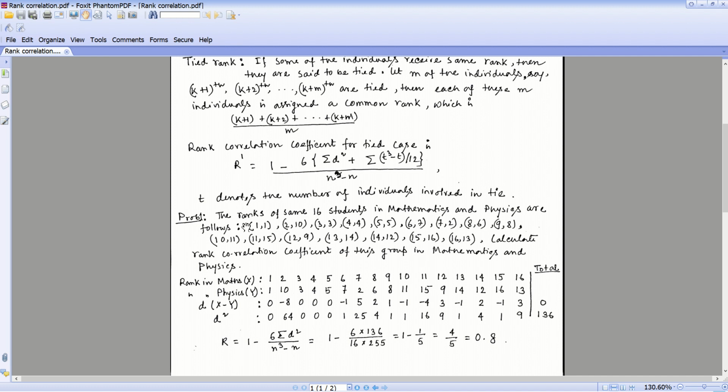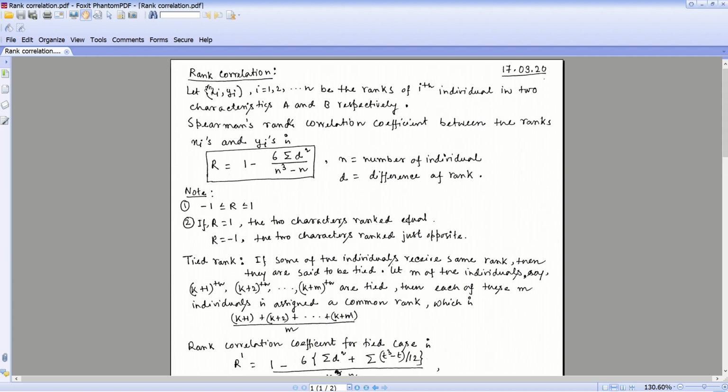So these are the data xi, yi. Xi gives the rank in mathematics, yi gives the rank in physics. Now here see this formula. If xi is the rank in one characteristic, yi is the rank in the other characteristic, then the Spearman rank correlation coefficient between the ranks xi and yi is capital R equal to this form, where n is the number of individuals and d is the difference between the ranks.